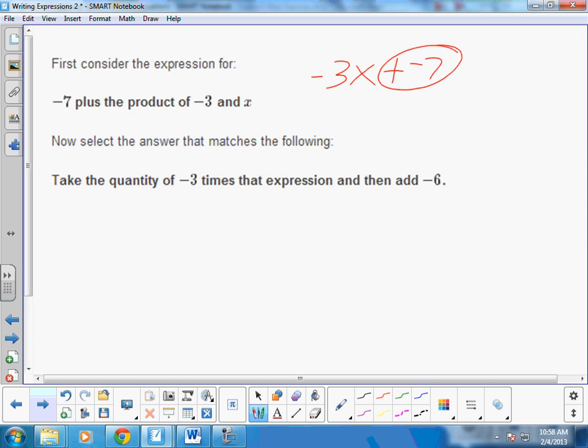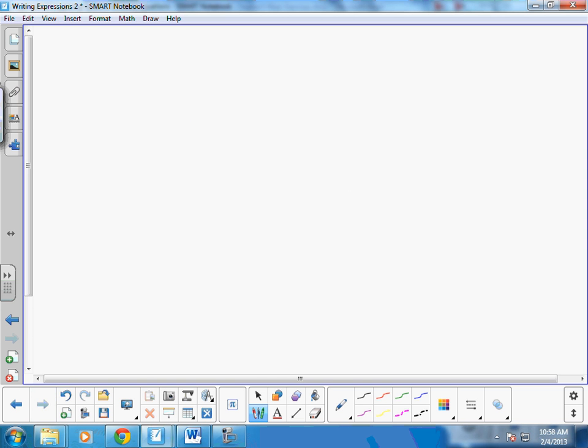So we're going to take that quantity of a negative 3 times the expression. So I'm going to take a negative 3 times this expression, negative 3x minus 7, and then I'm going to add a negative 6. And remember, adding a negative 6 is the same as subtracting 6. So take the quantity of a negative 3 times that expression. That is it. Good luck.